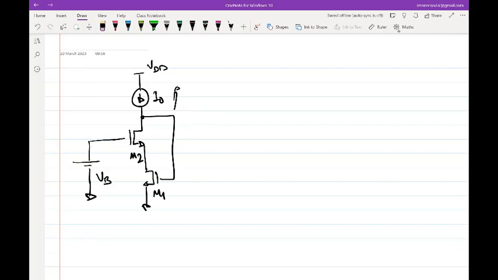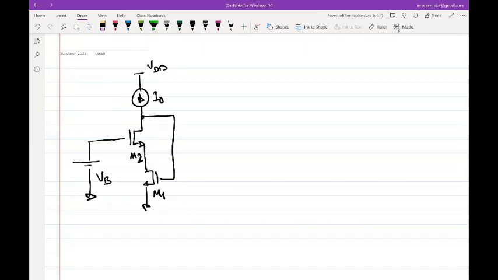So we go with the tried and tested method: let's assume it's in saturation and see whether that is a possible solution. If that is a possible solution, then we are happy, and we'll size the transistor accordingly. And if that is not even a possible solution, then move on to something else.